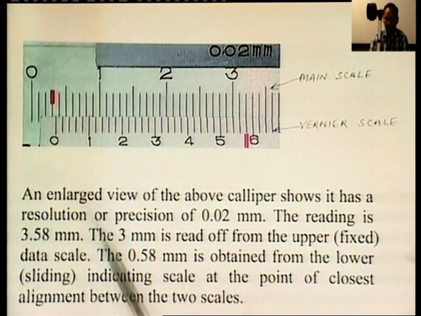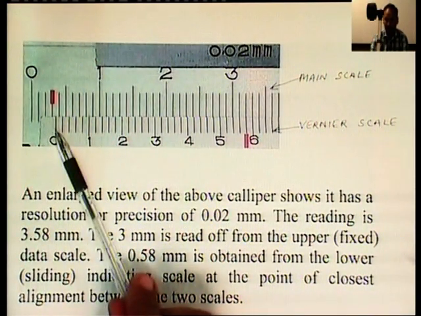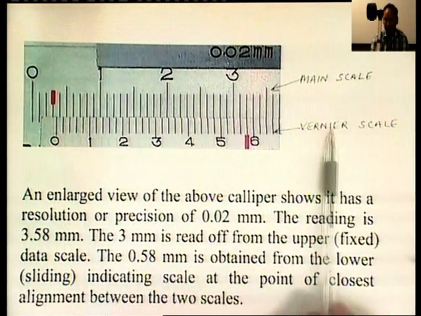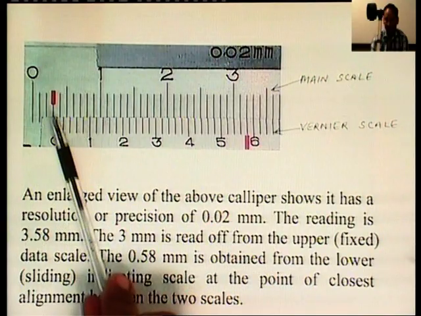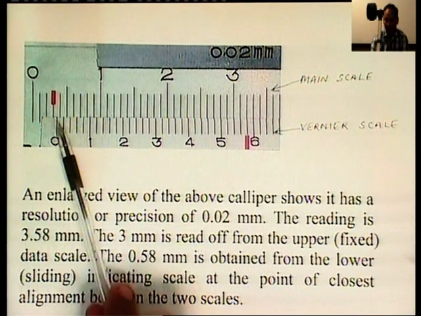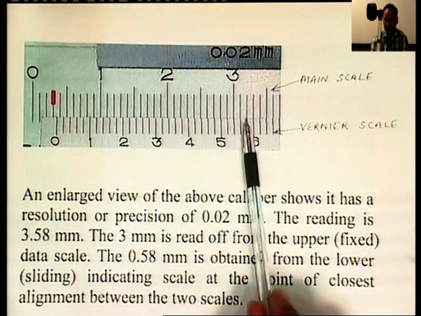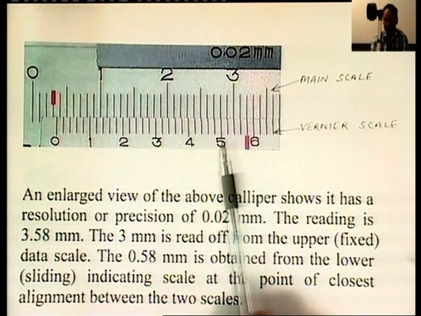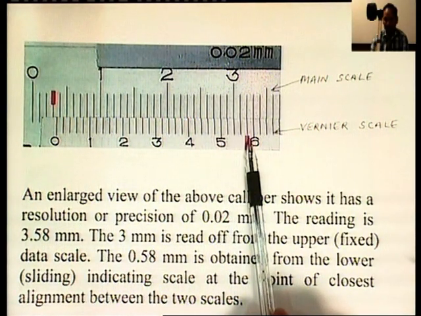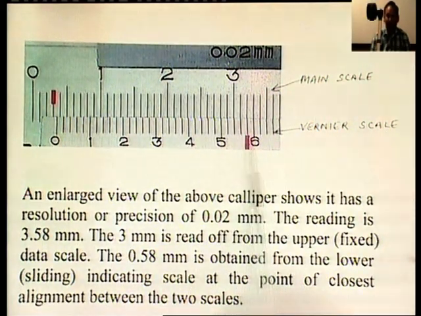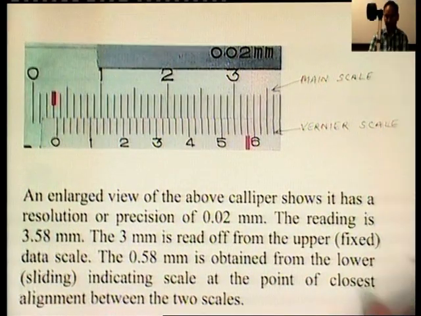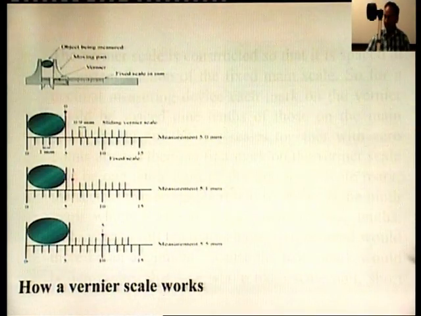So, if we see the reading here, just before the 0 of this vernier scale, the reading is 3 on the main scale, and the reading which is just aligned with this main scale is the 5/8 position of this reading. So, the total reading here comes out to be 3.58 mm. The least count in this case was 0.02 mm.